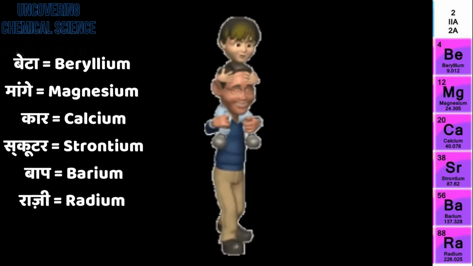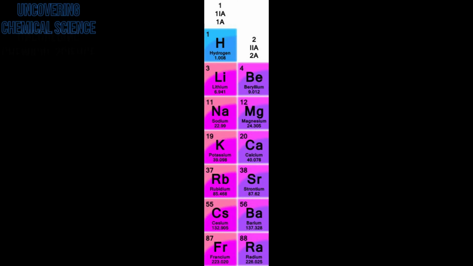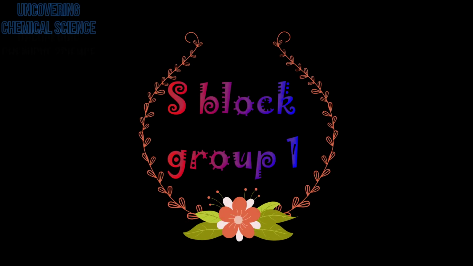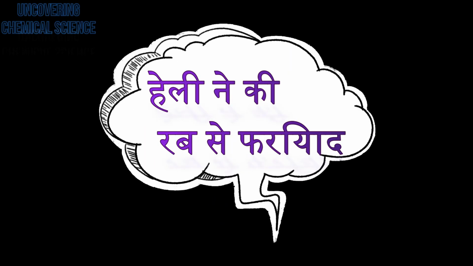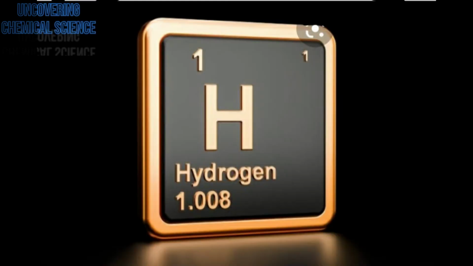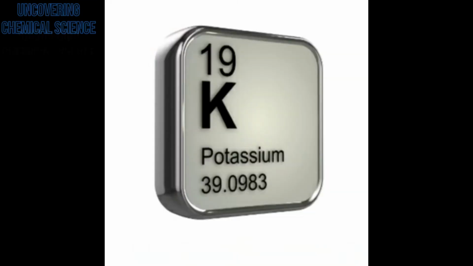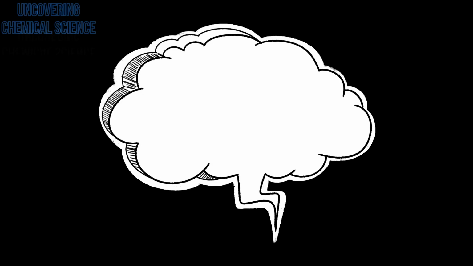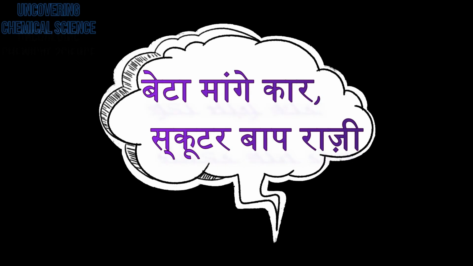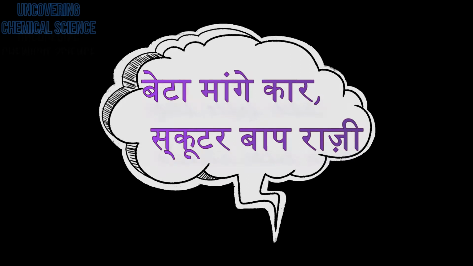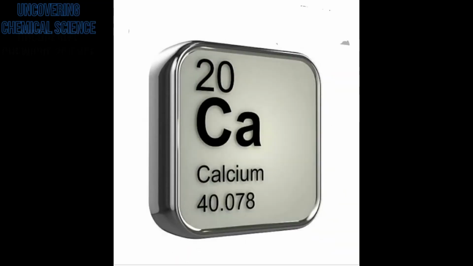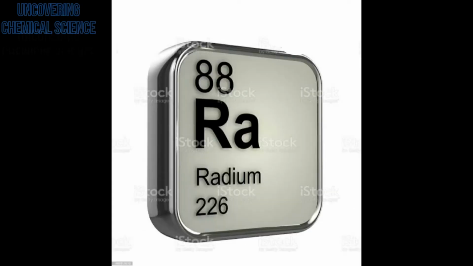So here the complete S block is done, which is the smallest part of the periodic table. Now let us revise the complete S block once again. Group 1. The mnemonic is Heli ne ki rab se faryad, and the elements are hydrogen, lithium, sodium, potassium, rubidium, cesium and francium. Group 2. The mnemonic for group 2 is Beta mange car scooter baap razi, and the elements are beryllium, magnesium, calcium, strontium, barium and radium. Now I hope everyone is done with S block.